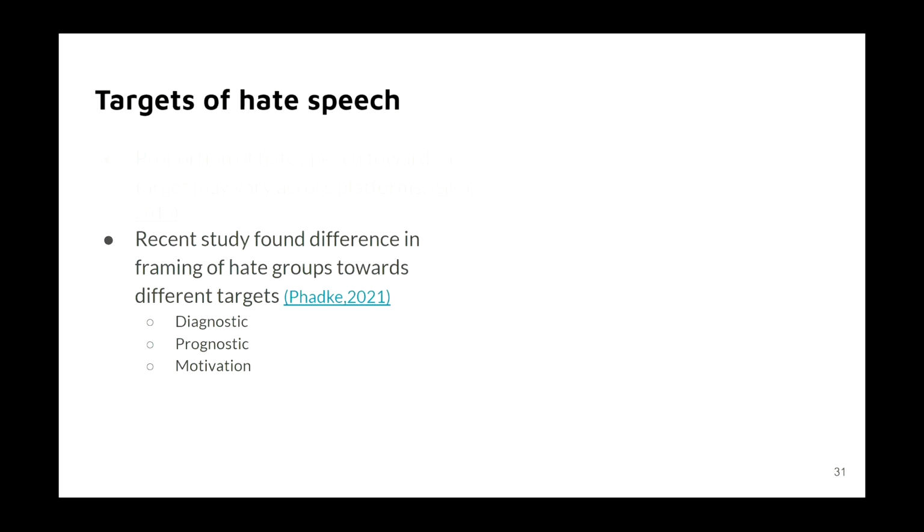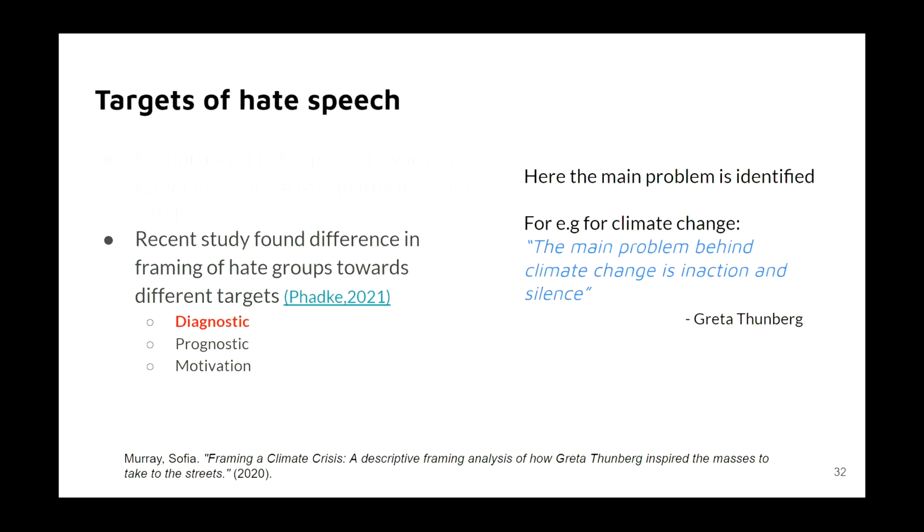Apart from the proportion of hate speech, the way in which hate groups try to target different communities is also very different. In a recent study, they tried to use framing to understand how hate groups use communication to influence their audience. The framing was analyzed in three parts: first is diagnostic, second prognostic, and third motivation. Coming to the diagnostic part, here the main problem is identified. Let's take, for example, climate change. What is the main problem? One of the main problems can be the inaction and silence of different government agencies.